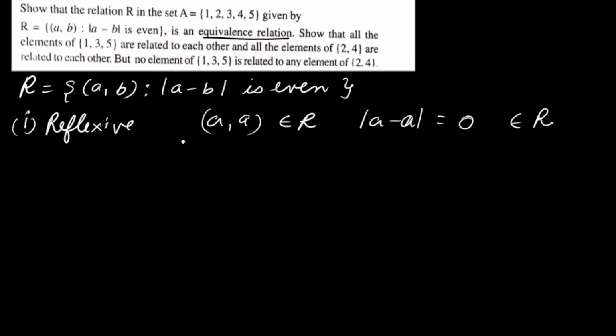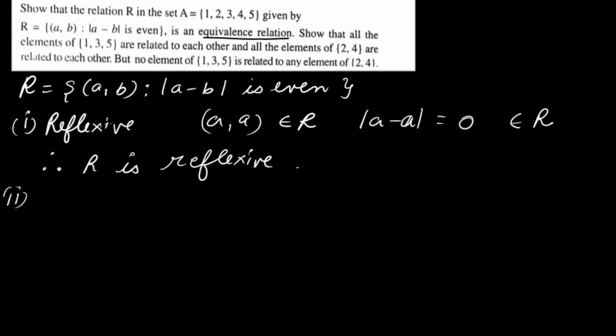So therefore all these elements, if you are taking any same elements, 1 comma 1, because from this set we have to take, I should have 1 comma 1, 2 comma 2, 3 comma 3, 4 comma 4, 5. So the elements should be chosen from this set. All these elements will satisfy, because after subtracting the same element I will always get 0, and 0 is even. Okay, so therefore R is reflexive.